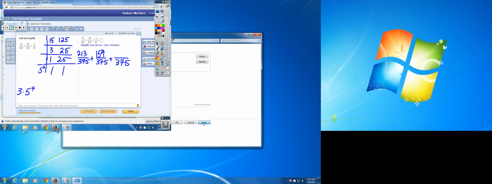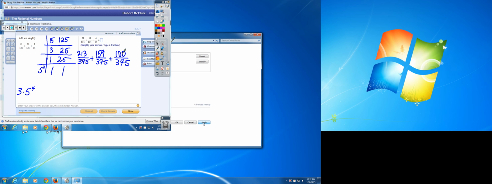100. 200 plus 100 is 300. 300 plus 159 is 459. And then what am I going to do with 459? 460 plus 213 is what? 473 minus 1 is 472. What did I just do? Confused the heck out of me.